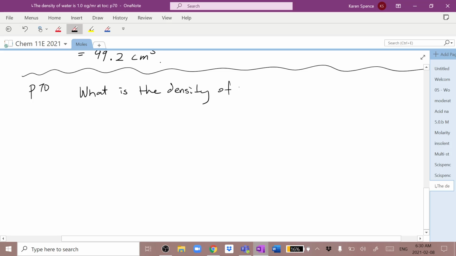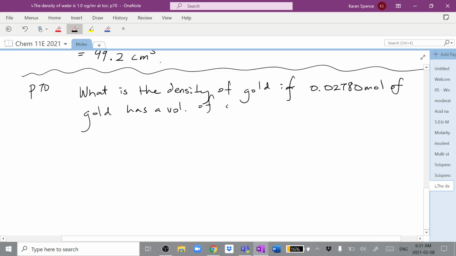of gold if 0.02780 moles of gold has a volume of 0.2836 milliliters? Now this one is a little bit different because remember, density is found by dividing.